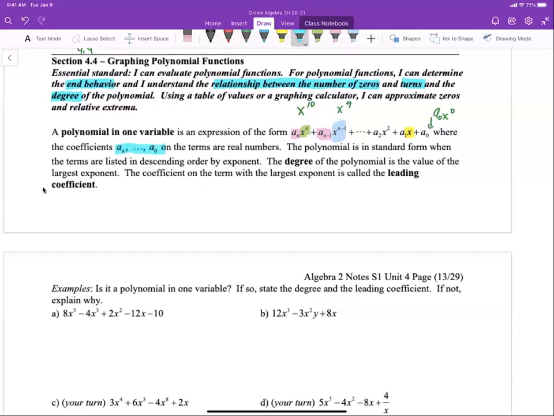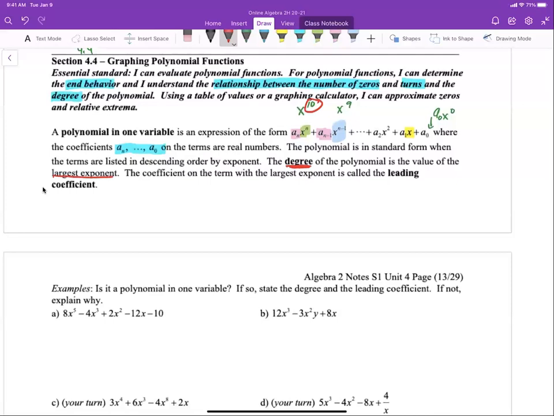Okay, the polynomial is in standard form when the terms are listed in descending order by exponent. So x to the 10th, to the ninth, to the 8th, to the 7th, and so forth. And sometimes you might skip one because we don't have a term that's x to the whatever, fifth. Okay. The degree of the polynomial, so we have to understand what that word is. The degree of the polynomial is the value of the largest exponent. So in my situation where I had an example, it would have been 10. The 10 would be the degree of the polynomial.